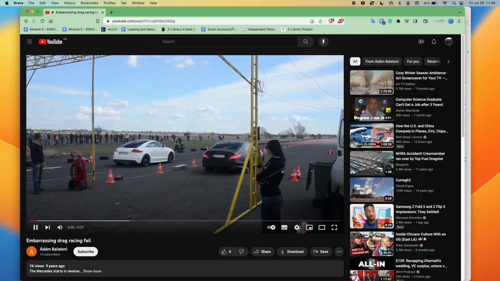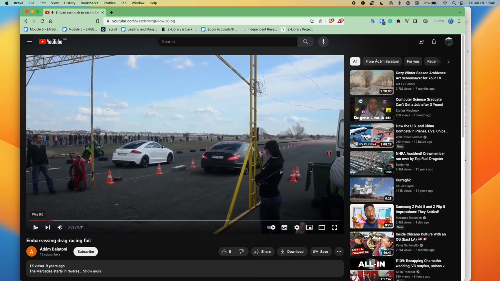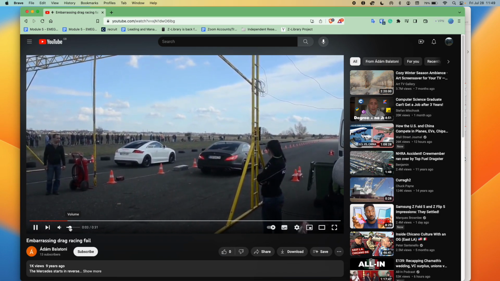Anyway, this is a video I found. I thought it was quite funny to show. The car on the left would be the early adopters, I suppose, when it comes to adopting new technology. And you'll see the car on the right is the laggard. But let's see how this video unfolds here.